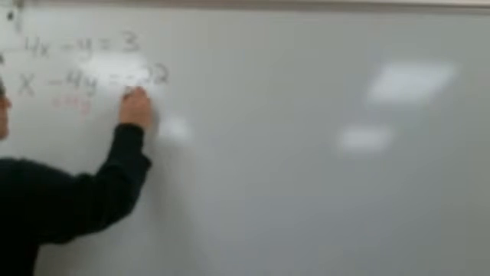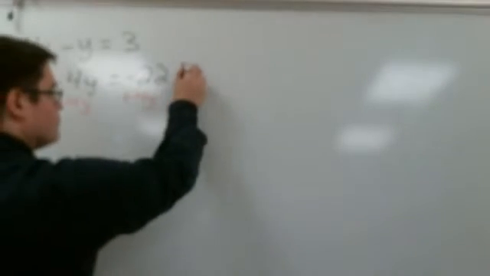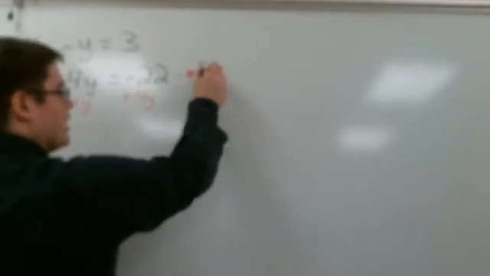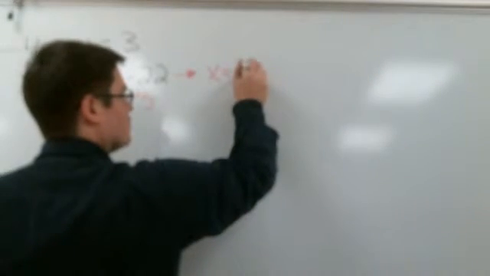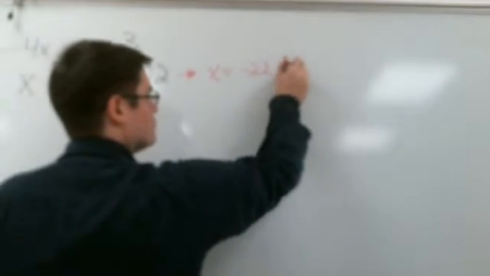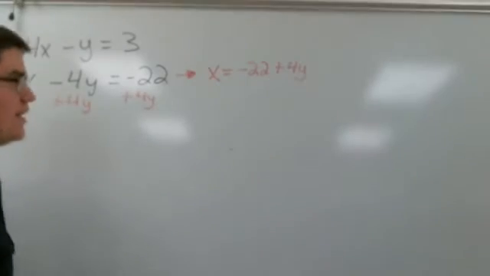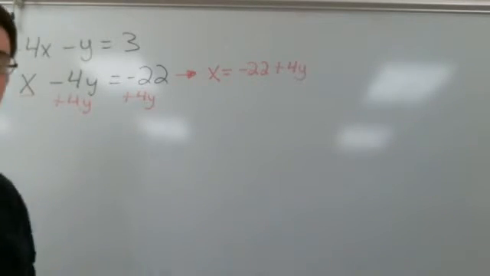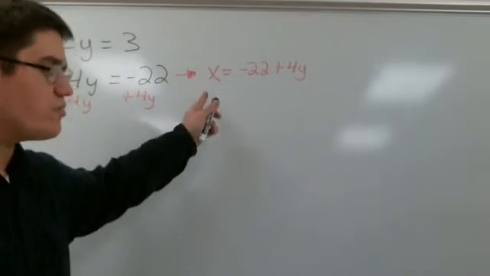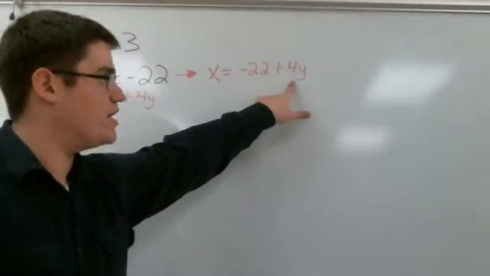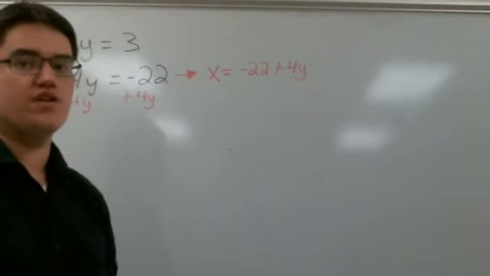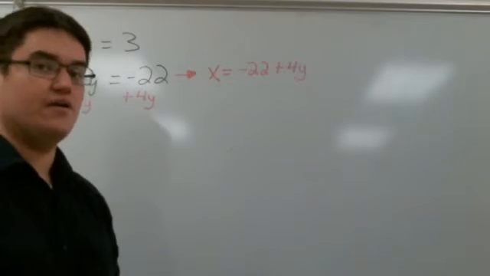So I'm going to add 4y. Now I know that x equals negative 22 plus 4y. And this is going to use the same thinking. This is just like the problem we just had. Wherever I see an x, I can replace it with negative 22 plus 4y because they're the same thing.